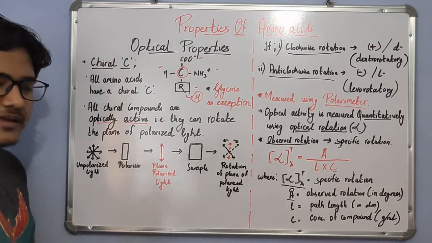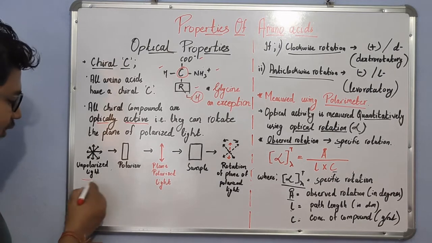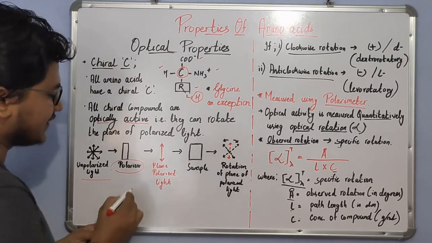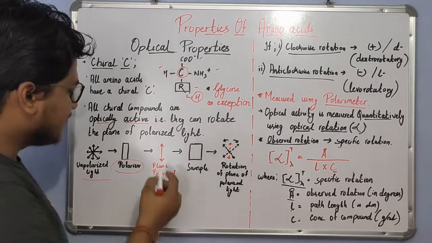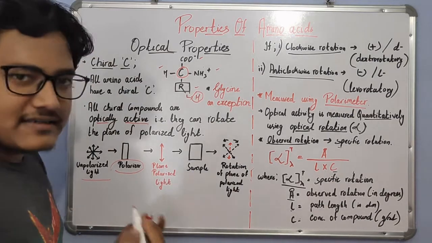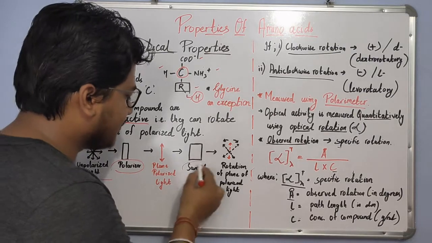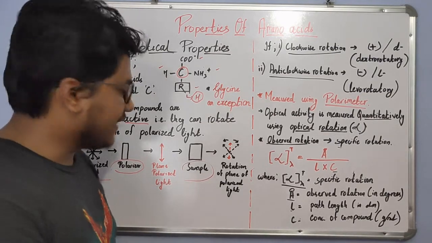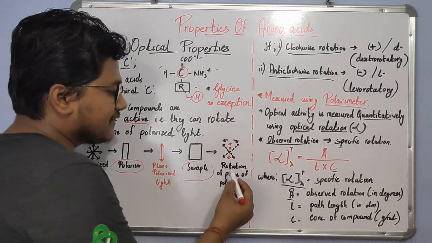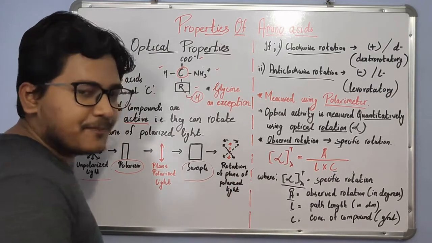Now, a simple illustration is drawn. When an unpolarized light source is passed through a polarizer, the unpolarized light is converted into plane polarized light. And then when this plane polarized light is passed through a sample or a tube containing the optically active sample, then we can see a rotation of the plane.